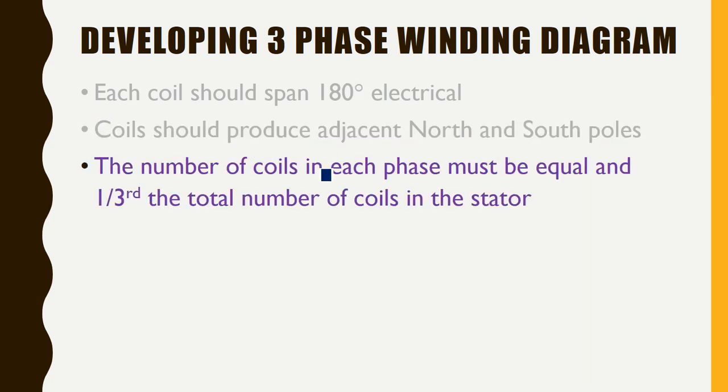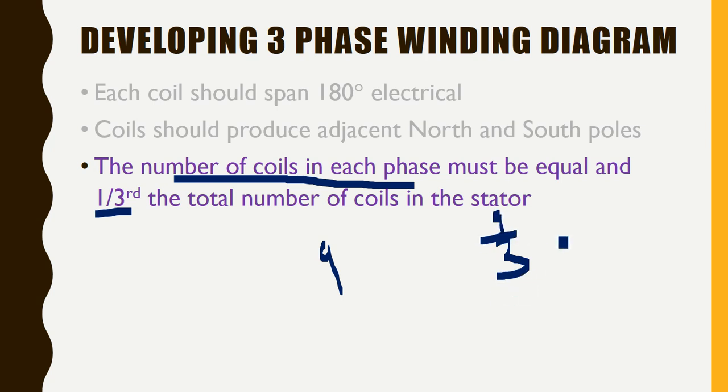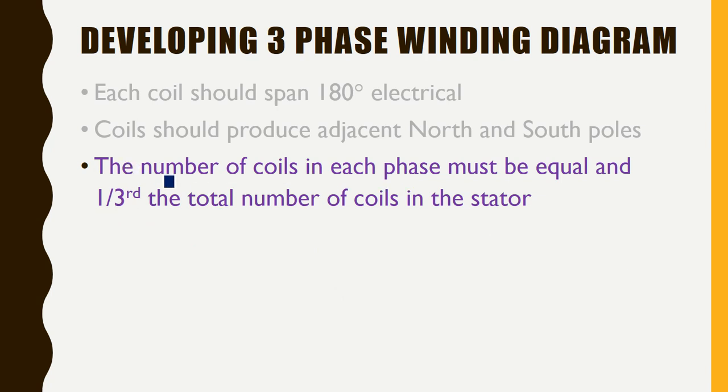That is a requirement. And the number of coils in each phase should be equal, one-third. What does it mean? Let us say if 9 coils are there in a three-phase machine, we are having 3 phases. So 9 divided by 3, we will be getting 3. So each phase should be having 3 coils, let us say for calculation purposes. That is 1/3.